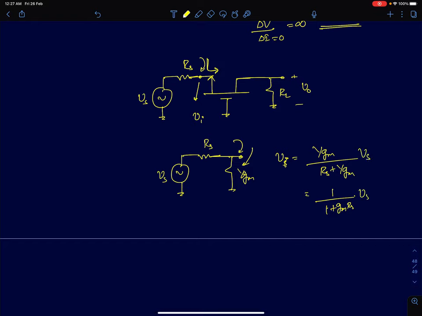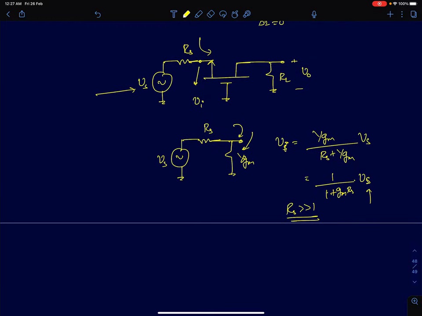So a very small fraction of the input, if gm Rs is much greater than 1, if your source resistance is large, a fraction of the input voltage appears across the amplifier. You have applied Vs as the input, but what appears at the amplifier's input is Vs by 1 plus gm Rs, which is a very small fraction of the input. That is the input voltage.